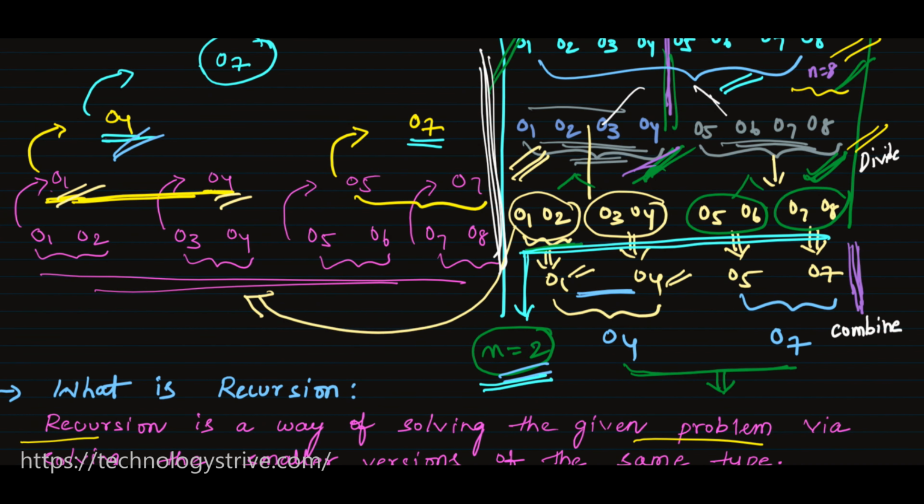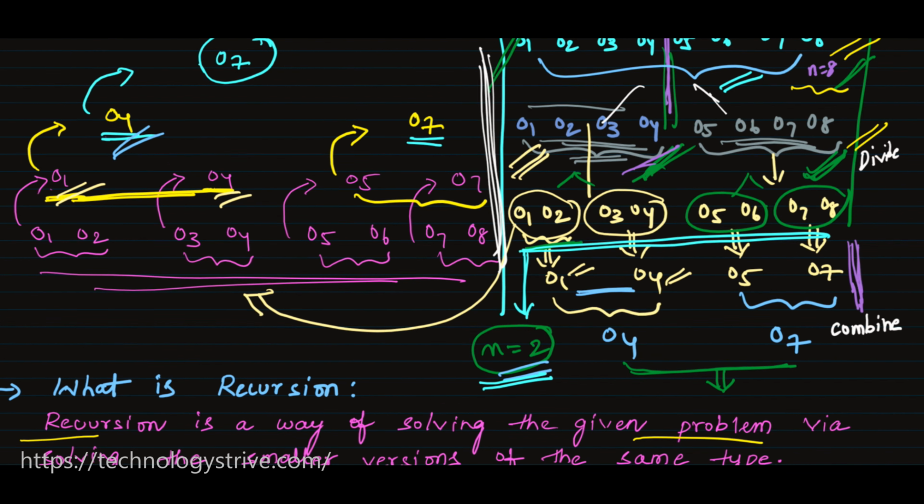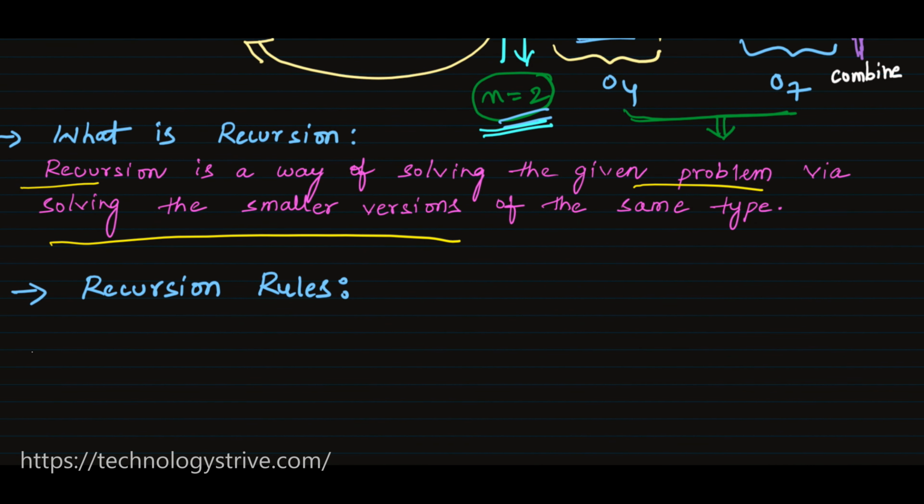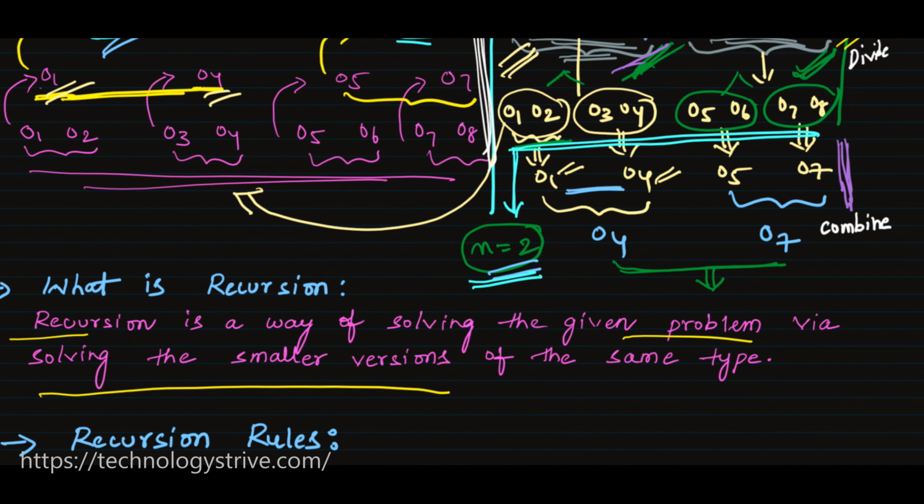Based on these things, there are a few rules we have to make sure of whenever we are applying recursion. The first one is that a recursive algorithm must have a base case. When do we need to stop the dividing part?